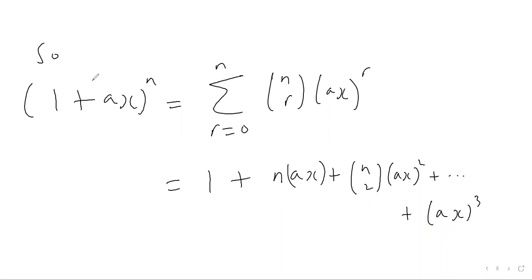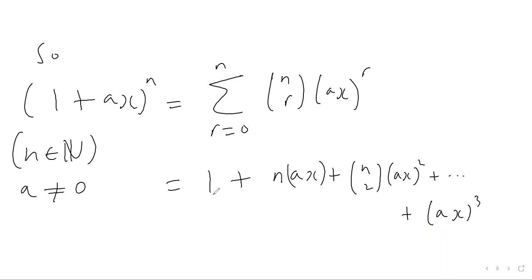So if we've got 1 plus ax all to the power of n, whereby n is a natural number, so a positive whole number, and also a is some value which is not equal to 0, just not equal to 0, you would get this. You get the sum of n choose r times ax all to the power of r.